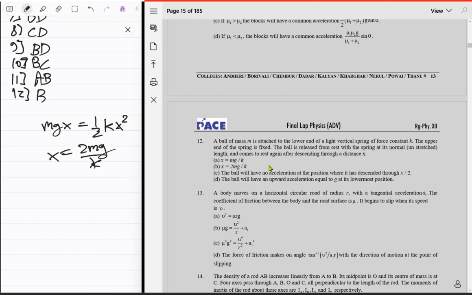Whatever it is. And the ball will have no acceleration at the position when it is x upon 2. Yes, right. The ball will have an acceleration equal to g at its lowermost point.